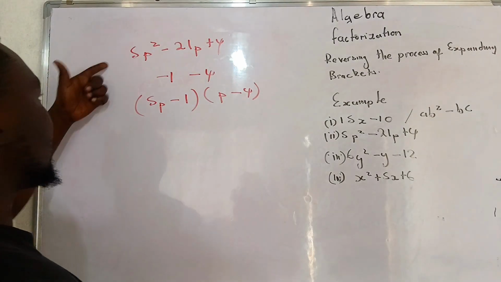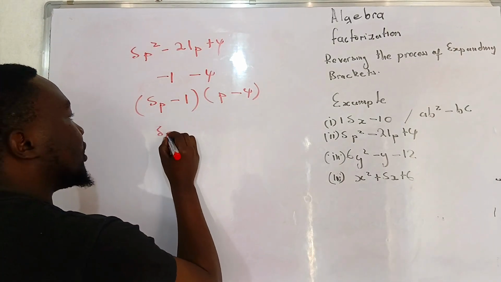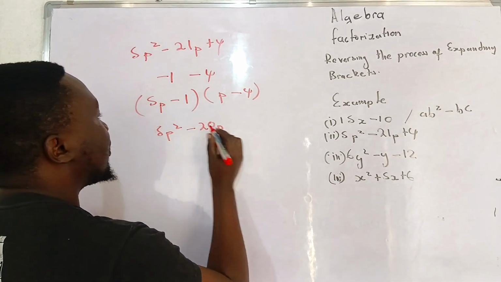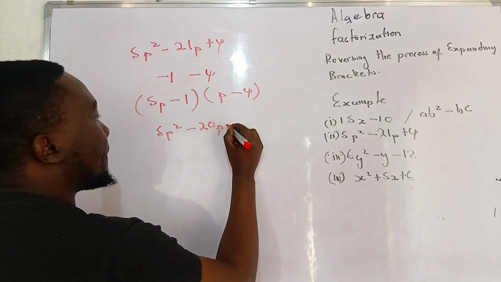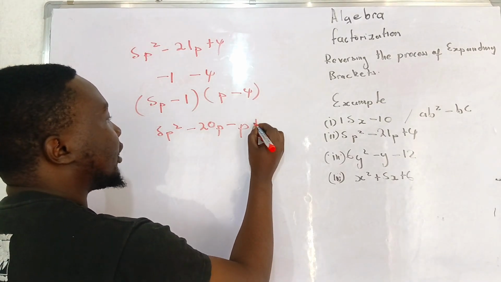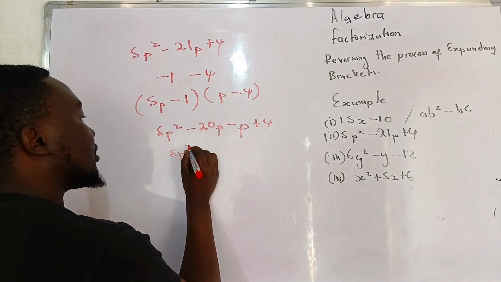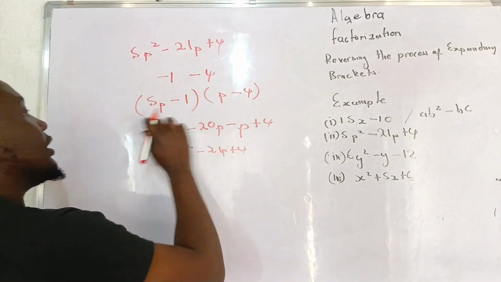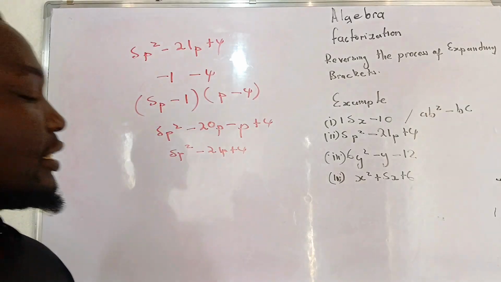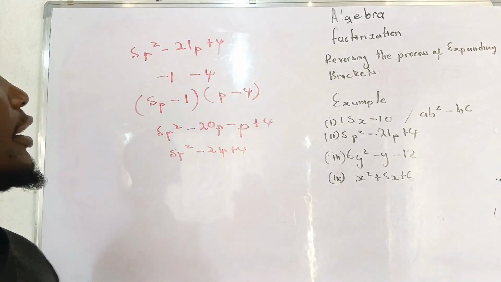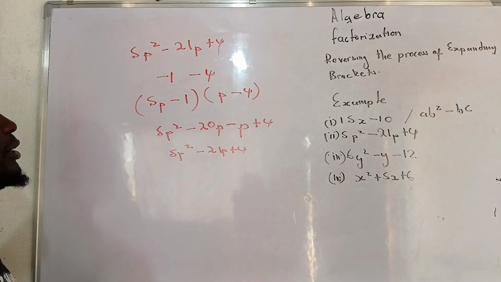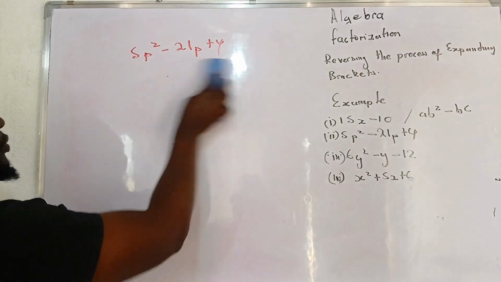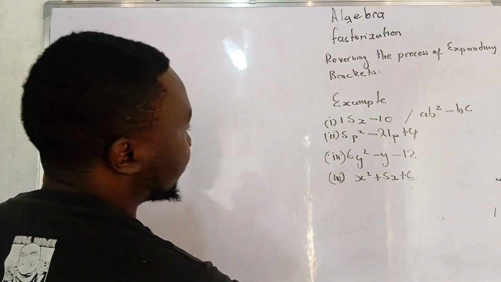Let's expand it to see if it reaches the original. 5p squared, then minus 20p, minus p, plus 4. So it comes out as 5p squared minus 21p plus 4. So this is the factorized form. You must be able to find these two factors. So let's do the other one.